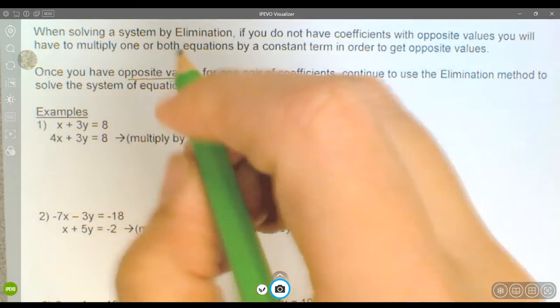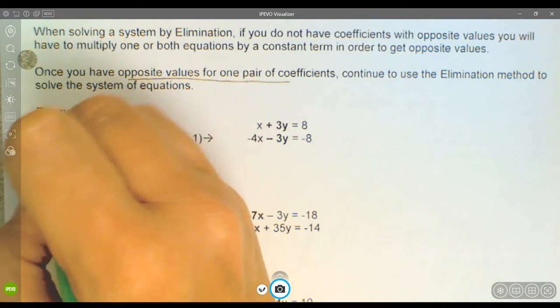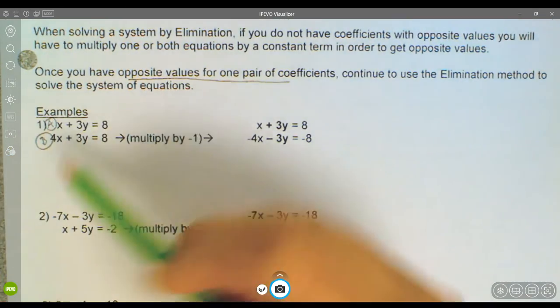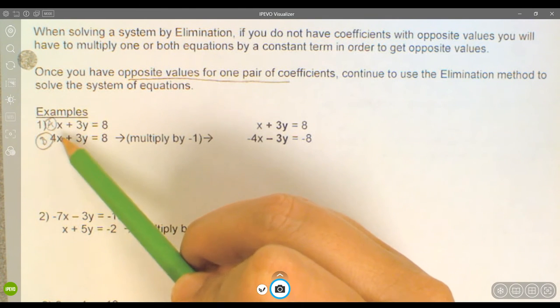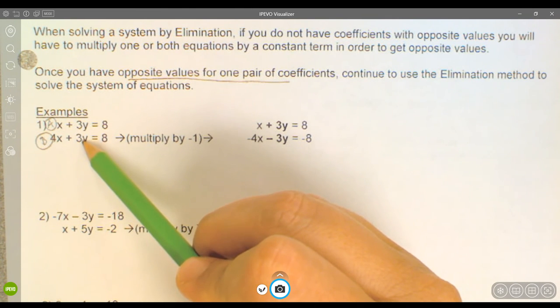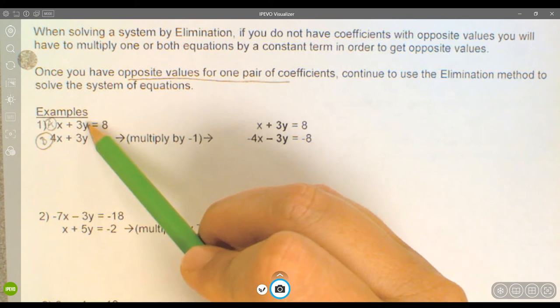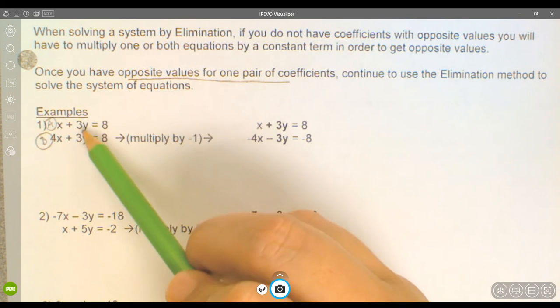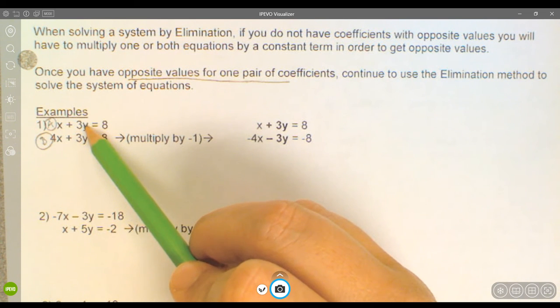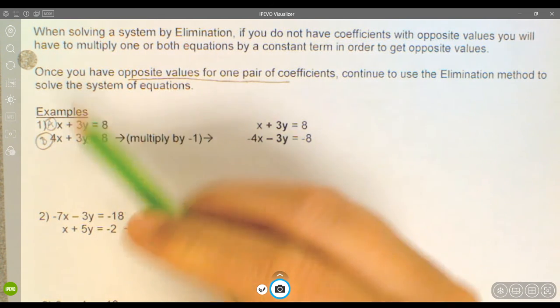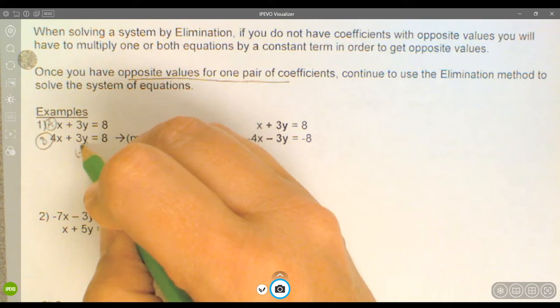So if I look here at equations A and B, I see that I've got x and 4x. I've got 3y and 3y. So it looks like to me, this might be the easier equation to zero out. So if this is a 3y, what zeroes out a 3y? A negative 3y. So let's multiply this equation by negative 1.